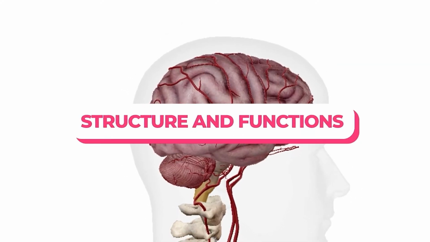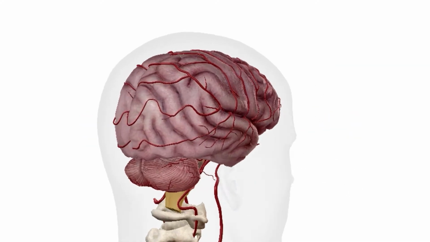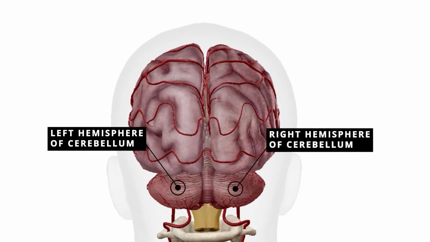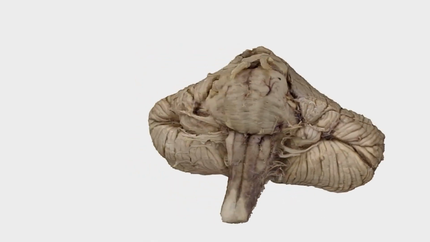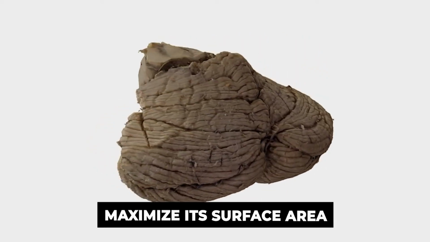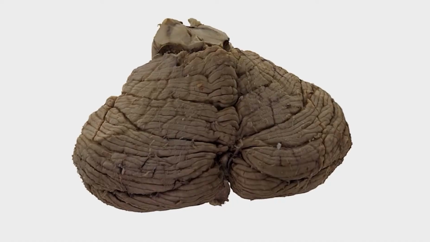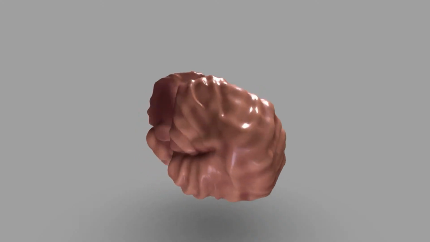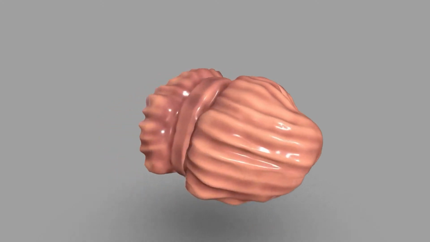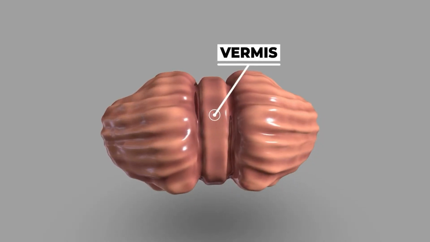Structure and functions. The cerebellum is divided into two hemispheres, similar to the cerebrum, and has a finely convoluted surface, which helps maximize its surface area. These convolutions are made up of folds known as folia. In the middle, a narrow worm-like structure called the vermis connects the two hemispheres.